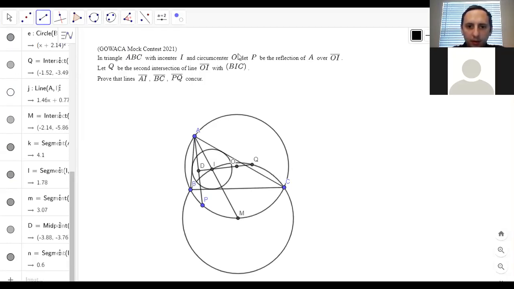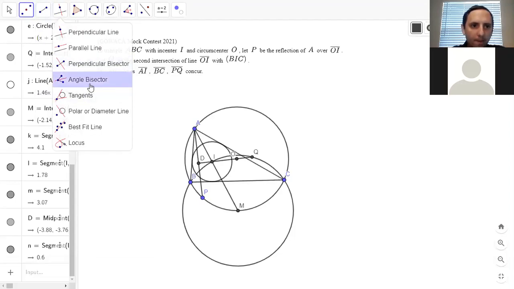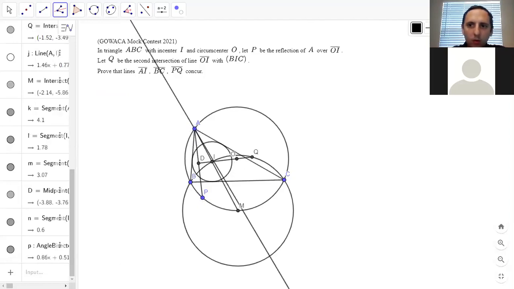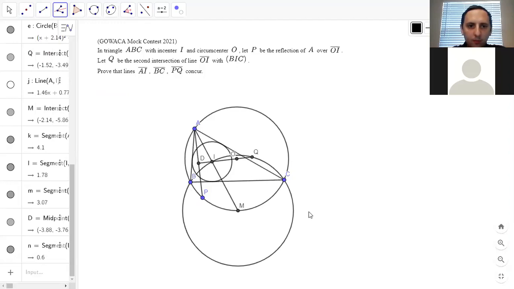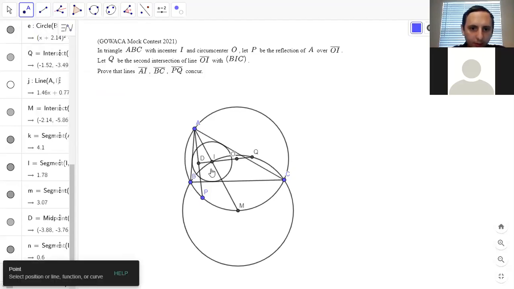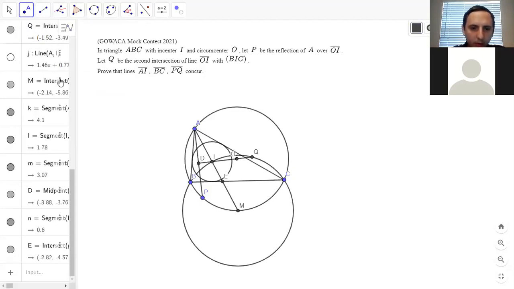Does AI also bisect angle PAO? That is a good question. Let's see. No. So maybe I could just label this point right here. That's the point where they're supposed to concur. It looks like there's some kind of symmetry in the figure.